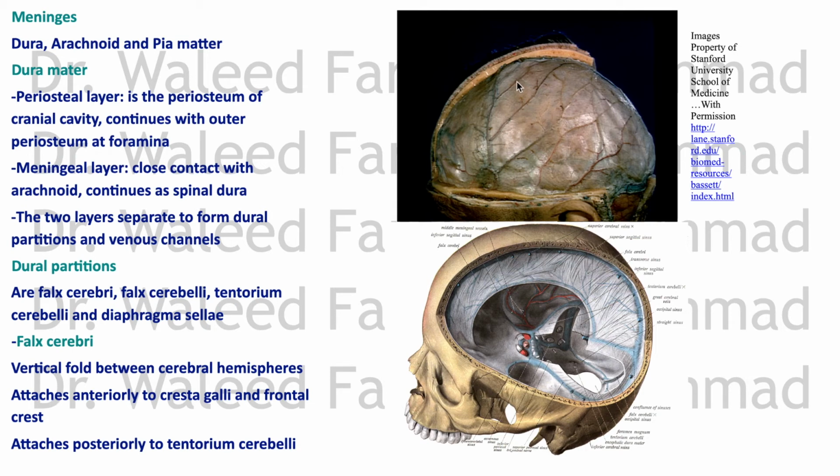Now, the dura, the meningeal layer, sends folds in some areas to divide the cranial cavity into partitions, like the falx cerebri, tentorium cerebelli, diaphragma sellae, and falx cerebelli. We will study these now. See, the first one is the falx cerebri.